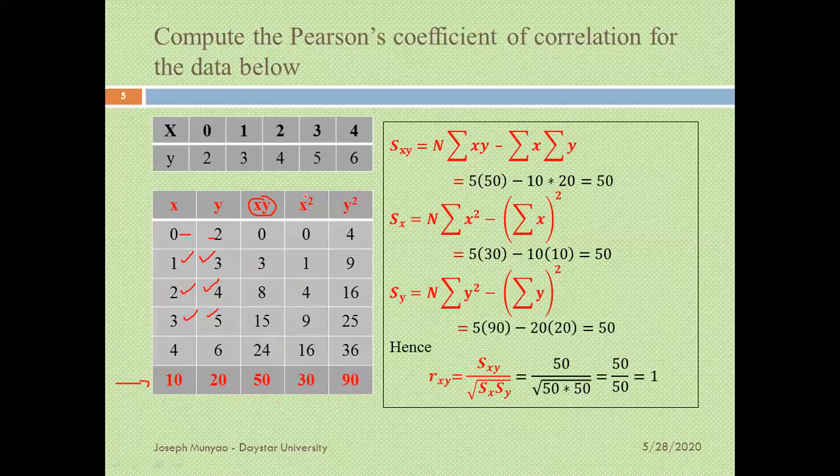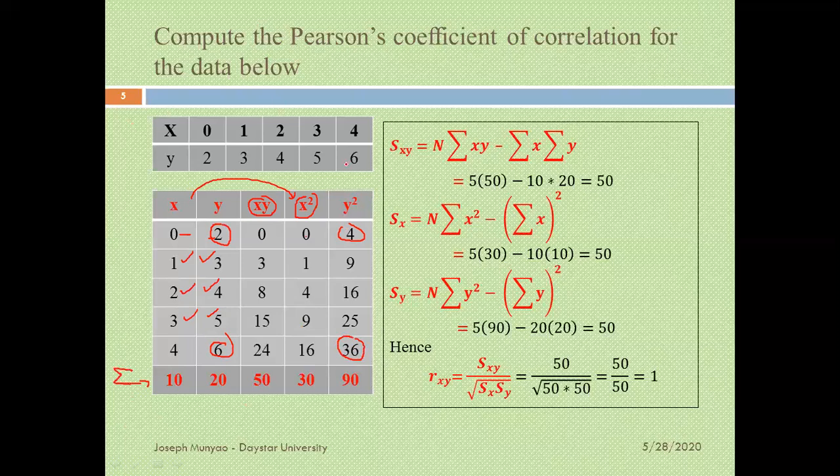Now, to get x squared, simply square that column. 0 squared is 0. 1 squared is 1. 2 squared is 4. And 3 squared is 9. While 4 squared is 16. Then y squared on the other side, when you square the y, this 2 squared gives you this 4, all the way up to 6 squared. And then you add. These are the summations of those values.